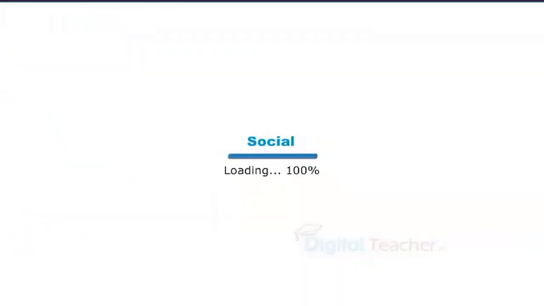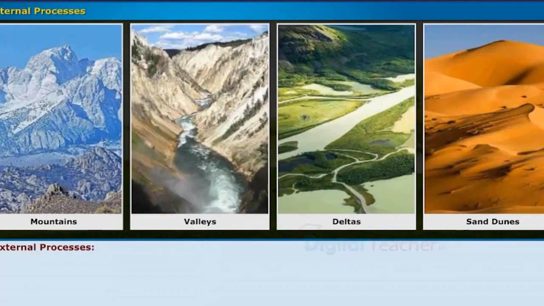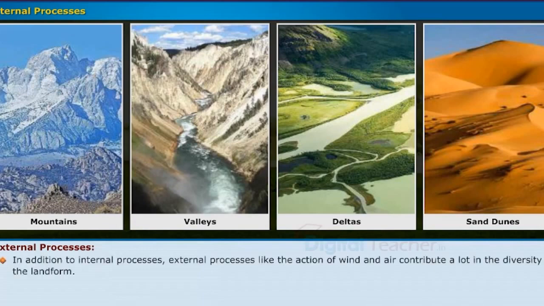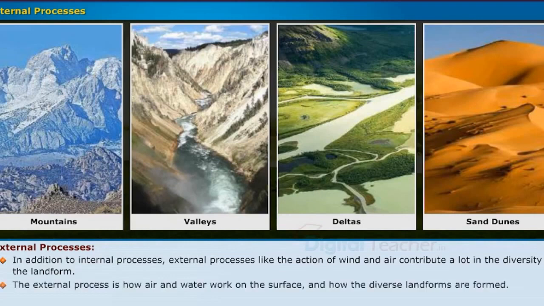Knowledge. Now, let us look at the external processes in detail. In addition to internal processes, external processes like the action of wind and air contribute a lot in the diversity of the landform. The external process is how air and water work on the surface and how the diverse landforms are formed.